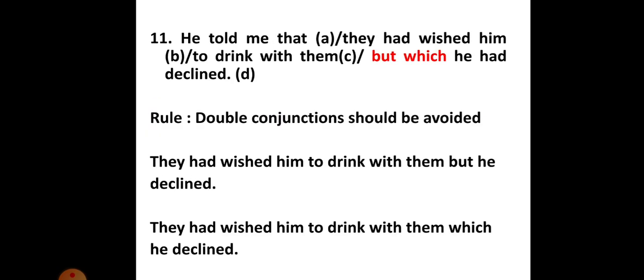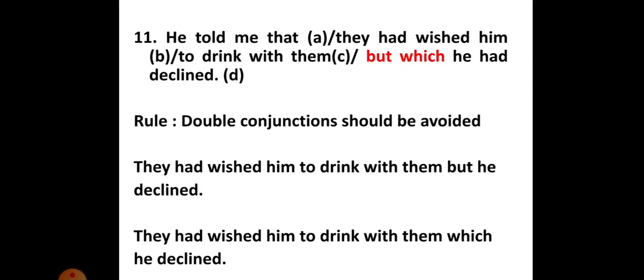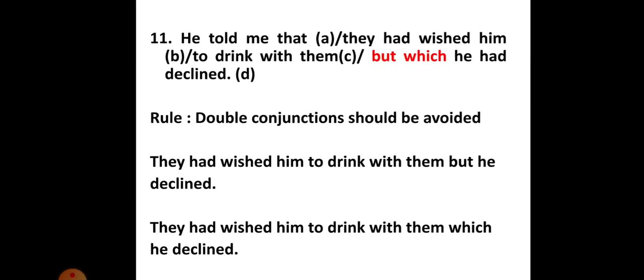Done. Question number 11. He told me that they had wished him to drink with them, but which he had declined. Again, another rule: double conjunctions should be avoided. If you observe this statement, they had wished him to drink with them, but he declined. You can write either "but he declined", or you can say "they had wished him to drink with them, which he declined." You are supposed to avoid double conjunctions.